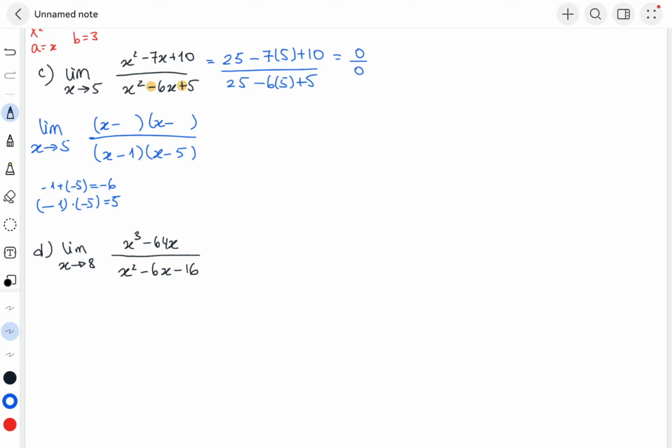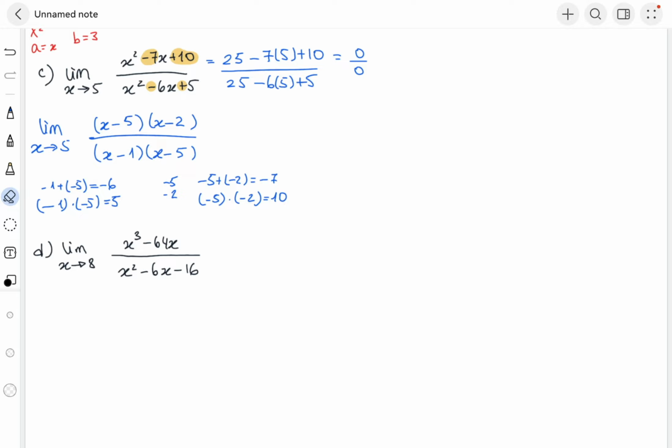Now for the numerator, we have a plus 10, which means their multiplication will give us a positive number, but their addition will give us a negative number. What two numbers might give us a 10 whenever we multiply them? We have 5 and 2. And indeed, whenever we add negative 5 and negative 2, we get a negative 7. And whenever we multiply negative 5 by negative 2, we get a 10, which means our two values are 5 and 2.